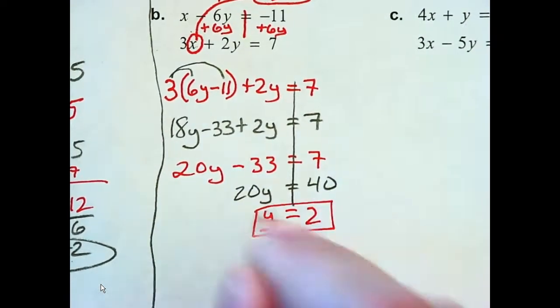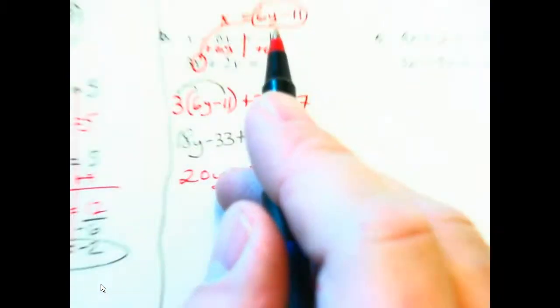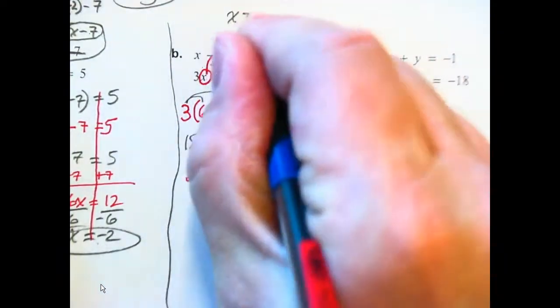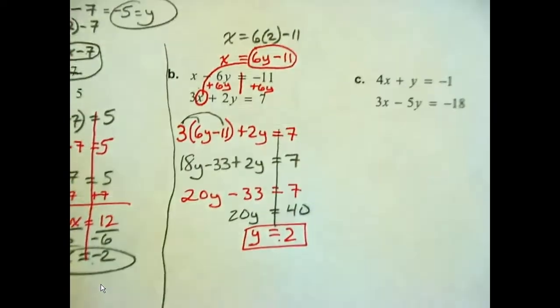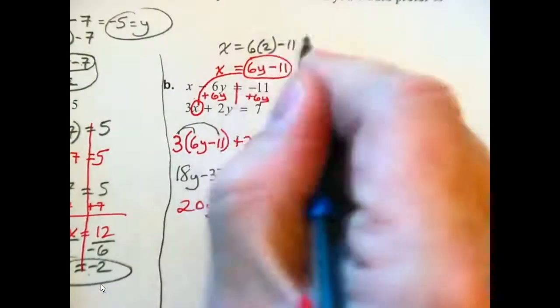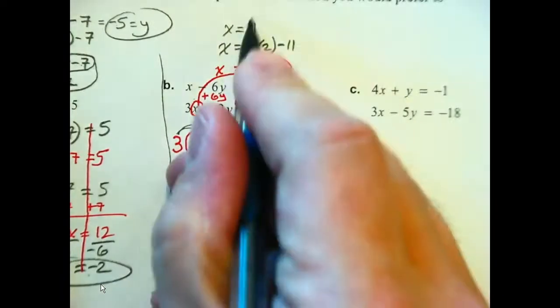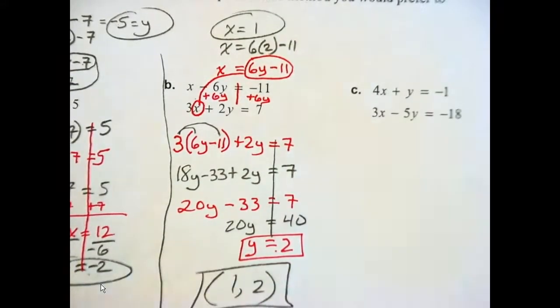If y is 2, plug that back in up here to our 6y minus 11. So that's x equals 6 times 2 minus 11. What is that? X equals 12 minus 11, or x equals 1. So the coordinate is 1, 2. Means our graph crosses at 1, 2.